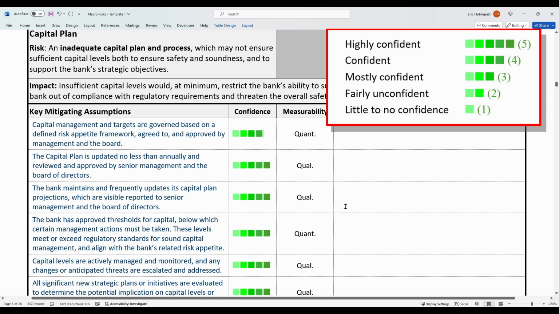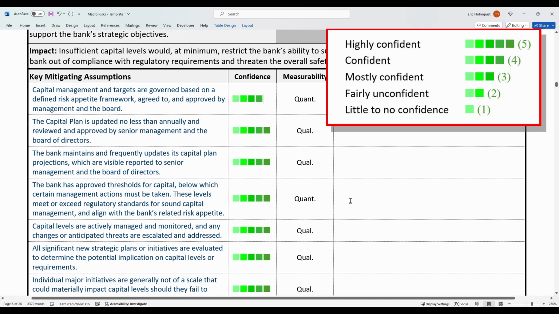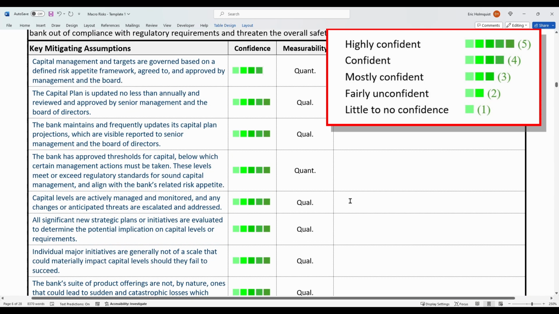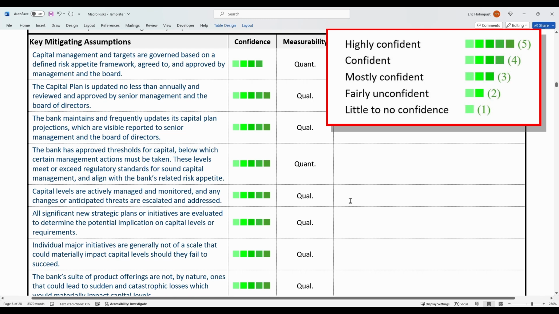The capital plan is updated no less than annually and reviewed and approved by senior management and the board of directors. Absolutely no question, highly confident in that. The bank maintains and frequently updates its capital plan projections, which are visible, reported to senior management and the board of directors. 100%. This is something that is monitored constantly and regular reporting provided to ALCO and management and the board, no question.